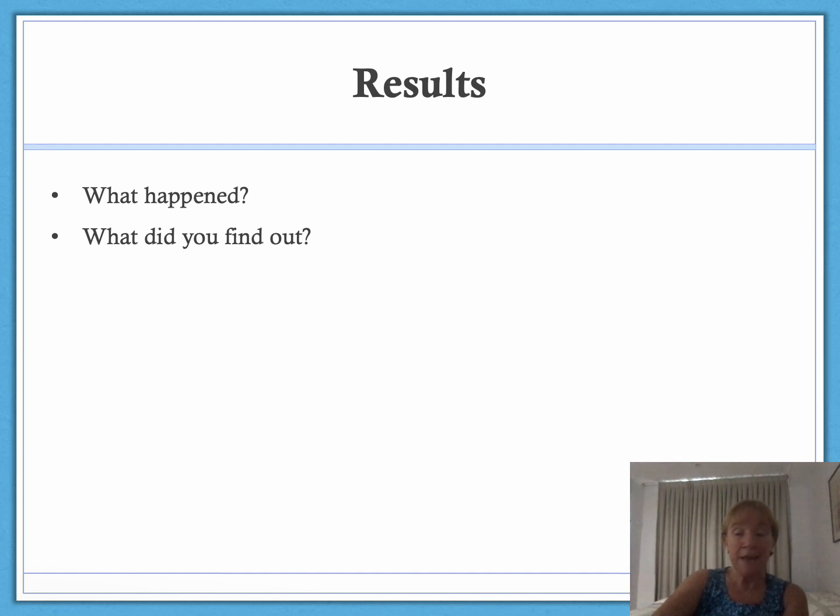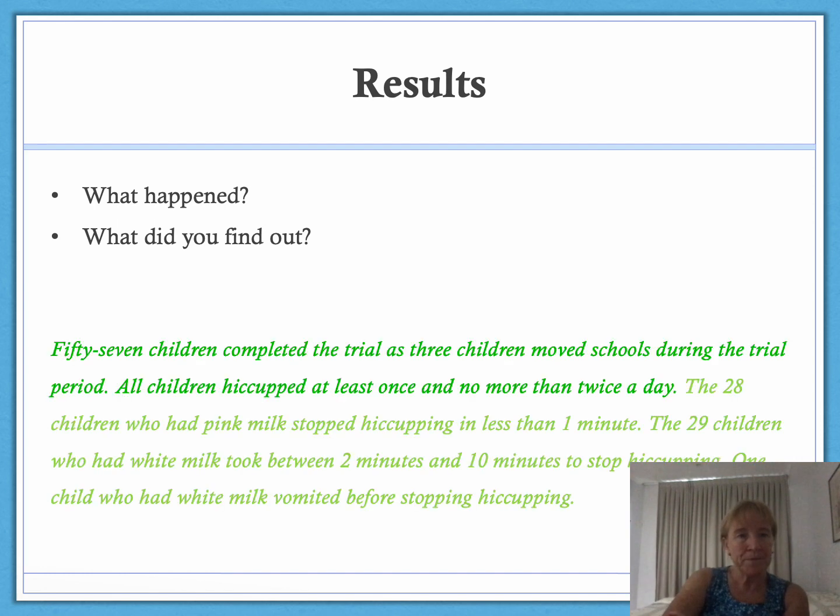So what actually happened? Did what you planned to do actually go to plan? And what did I find out? So 57 children completed the trial as 3 children moved schools during the trial period. All children hiccuped at least once and no more than twice a day. So that's telling you what actually happened. Now, what did I find out?